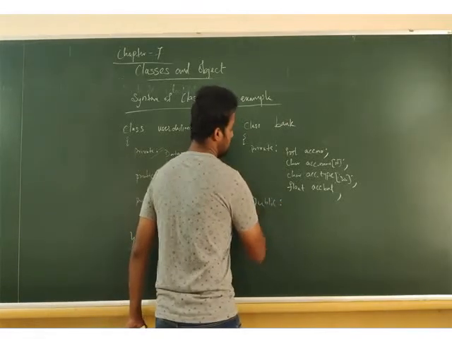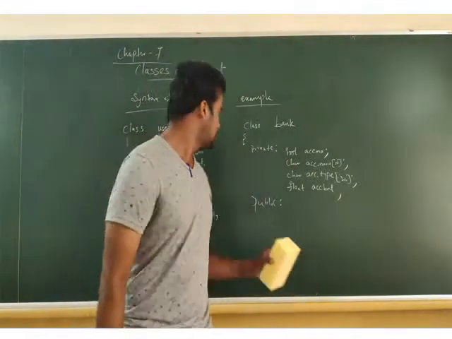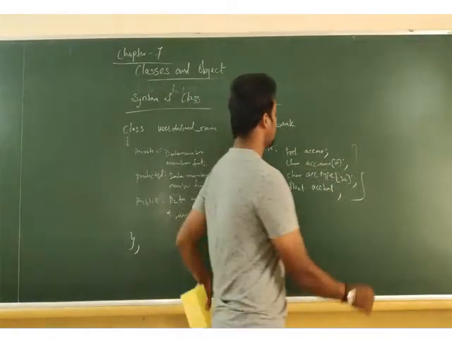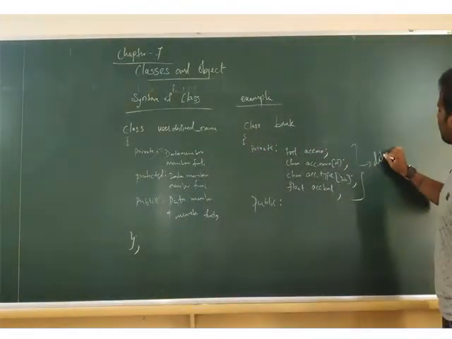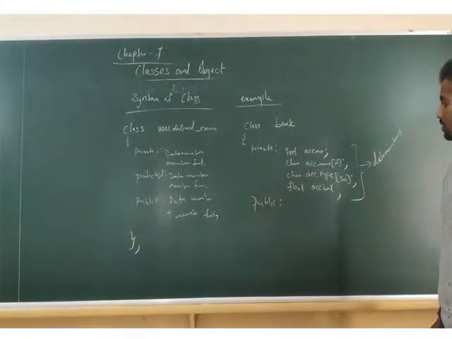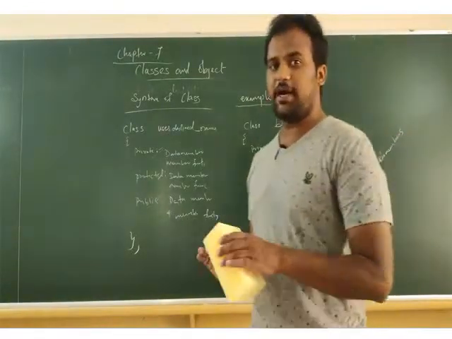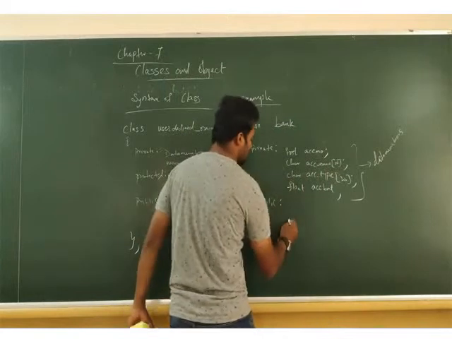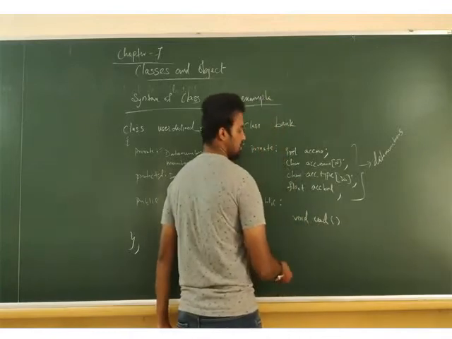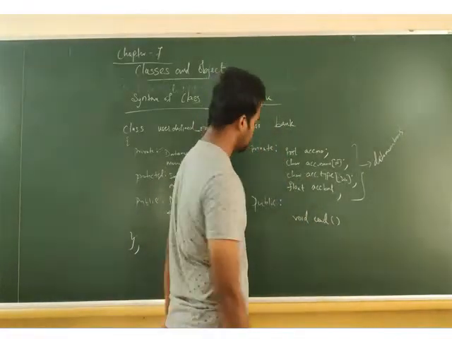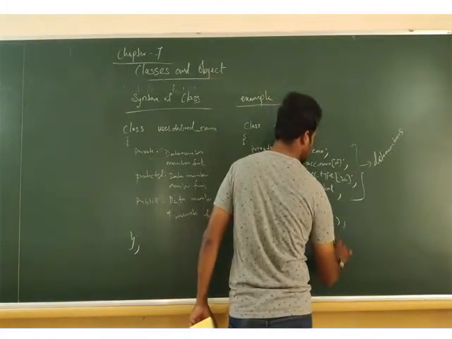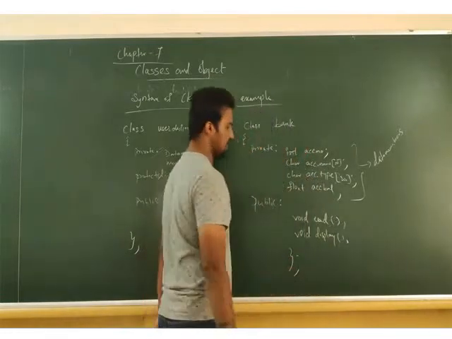Next comes, see, these are called data members. Data members means variables, whatever we declare, that is called data members. When we write the logic part of a program, that is called a member function. So void read, this is a member function. Okay. Void display. This is again a member function.